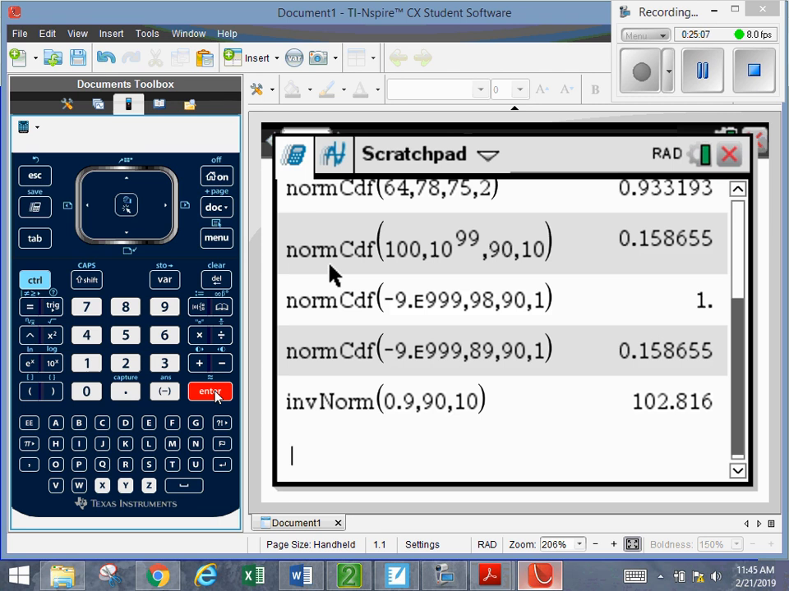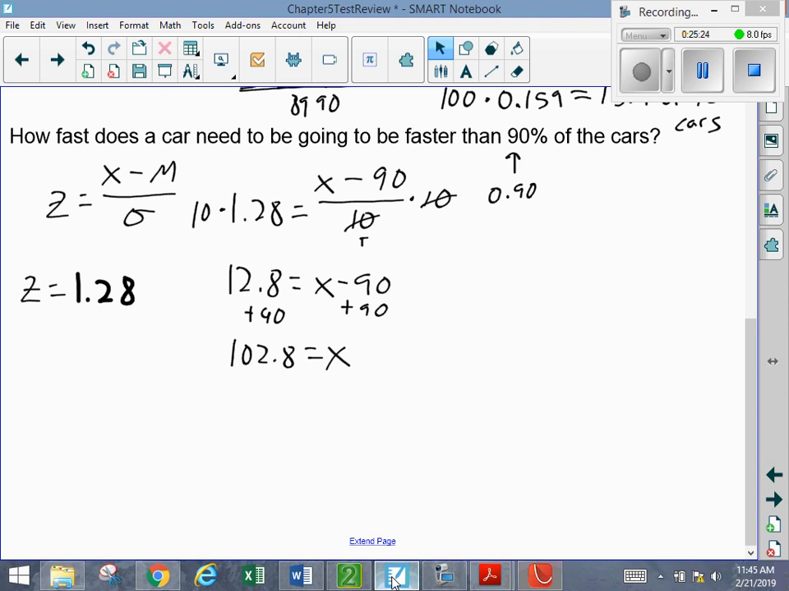If you're not having fun with the algebra, you can use the calculator. 0.9. All right. 102.8 works. All right.